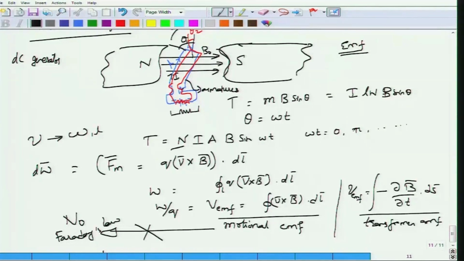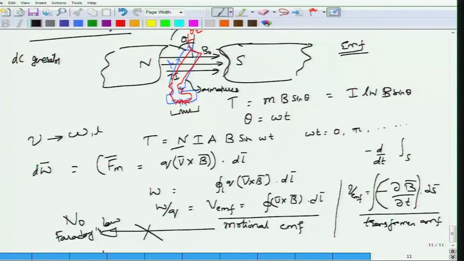You can move the partial differentiation inside and say that this minus del B by del t, which is changing and being integrated over dS, is the one that is responsible for EMF induced. Okay. Motional EMF can be incorporated into Faraday's law if you keep this minus d by dt outside and then let the surface change over.